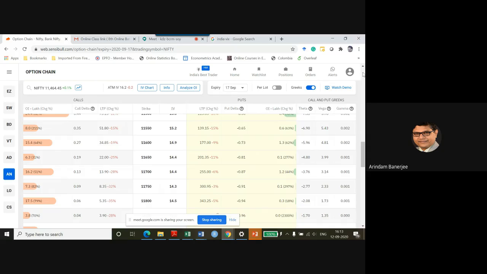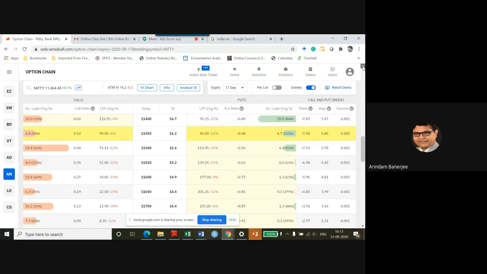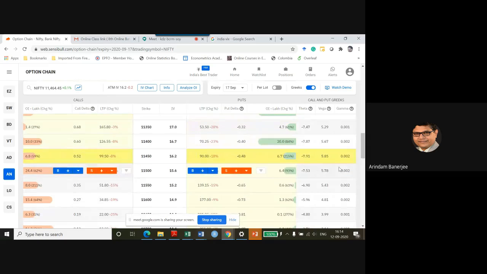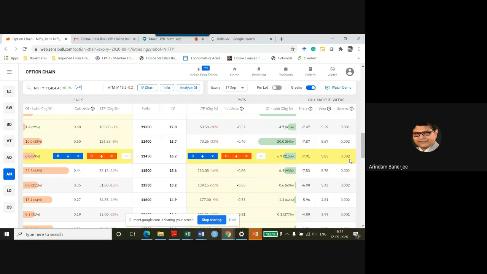And also you can see, the closer you come to at the money, the gamma is more. Gamma is the acceleration. So delta is high, gamma is more. So when the underlying price moves, if you are a call buyer and you are bullish, then whenever it moves up, these options will move faster compared to these deep out of the money options or in the money options.